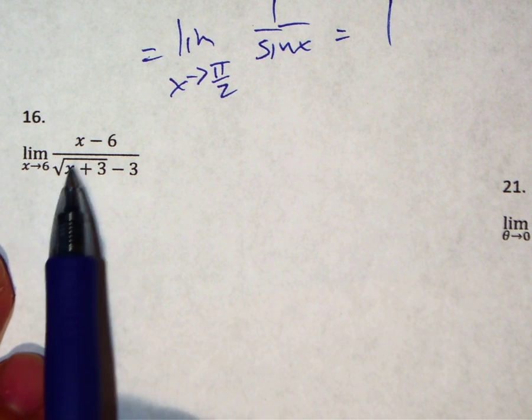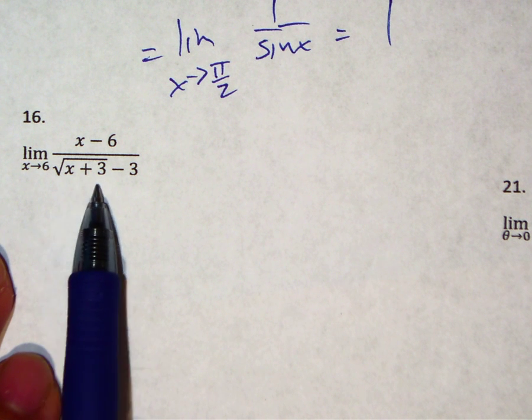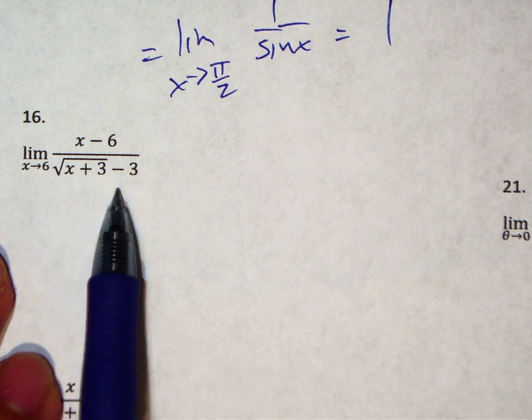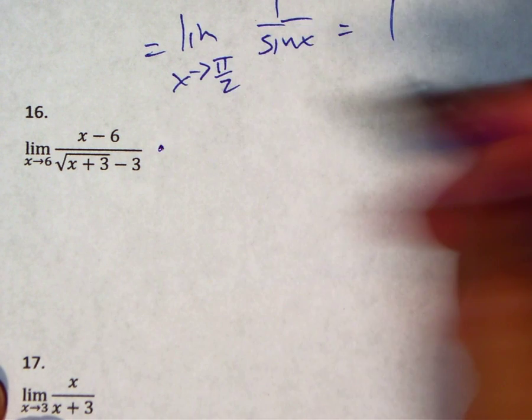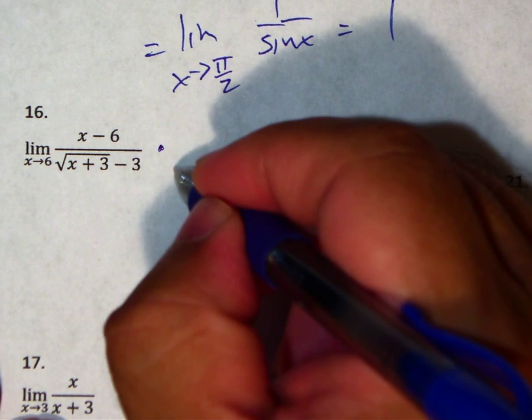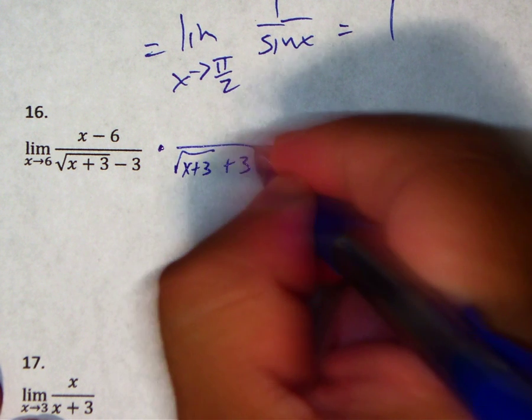16. Oh. Plug in the 6. Plug in the 6 in the numerator, I get 0. 6 in the denominator. 6 plus 3 is 9. Square root of 9 is 3. 3 minus 3 is 0. I get 0 over 0. So I need to do some trick. And the trick with radicals is usually multiply or rationalize whatever you got. So I'm going to rationalize the denominator.